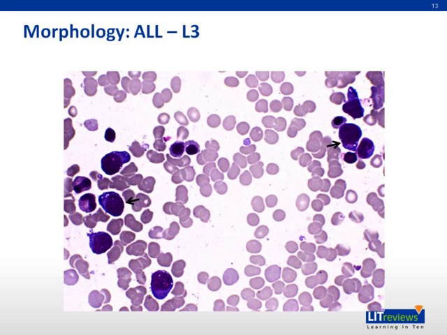ALL-L3 is another name for Burkitt lymphoma, a mature B-cell malignancy that may present with circulating lymphoblasts. And these lymphoblasts are large and have moderate to intensely basophilic cytoplasm and vacuolation within the nucleus and cytoplasm.